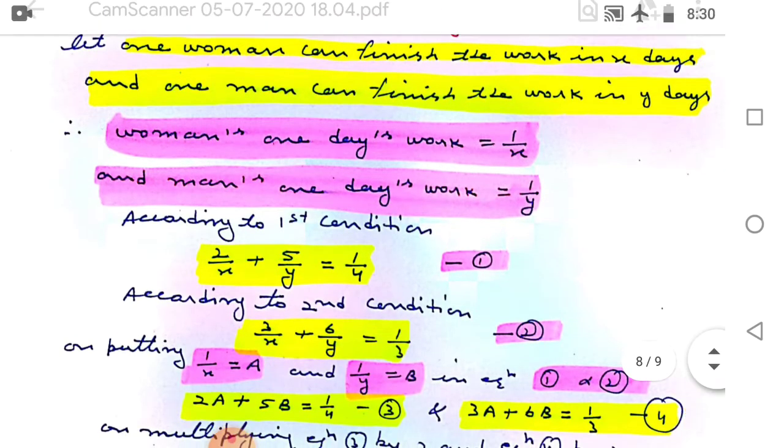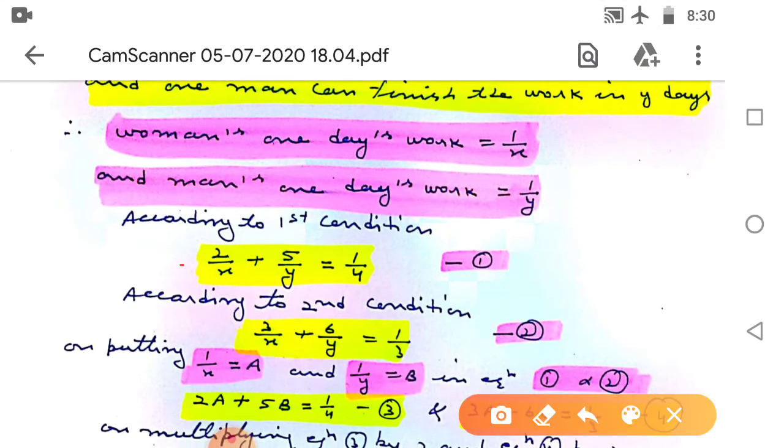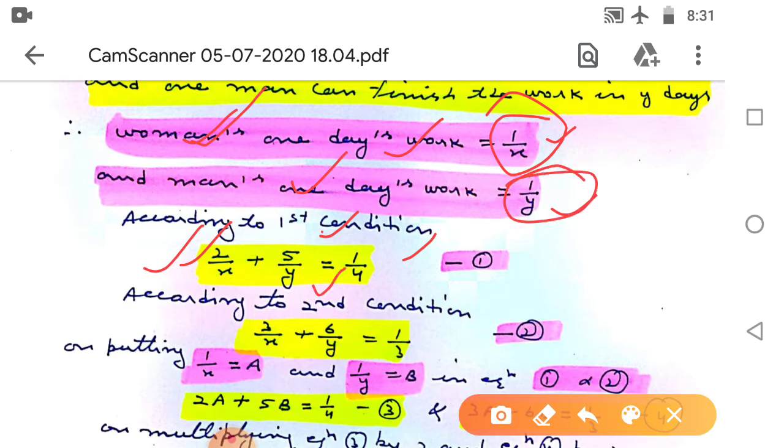Now simple, according to the first condition, 2 women and 5 men can finish in 4 days. So 2 upon x plus 5 upon y is equal to 1 upon 4. 1 day's work is 1 by x for one woman, right? So for 2 women, 2 into 1 by x, that is 2 by x. A man's 1 day work is 1 by y, so 5 men's 1 day work is 5 into 1 by y, that is 5 upon y, is equal to, they finish in 4 days, so in 1 day 1 upon 4th part. So 2 by x plus 5 by y is equal to 1 by 4.